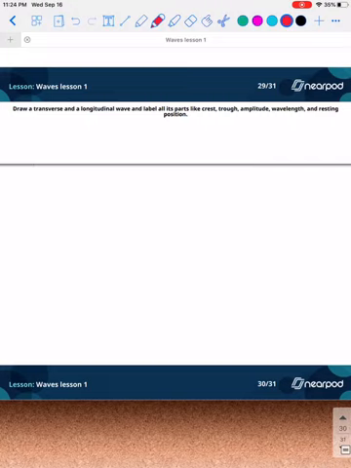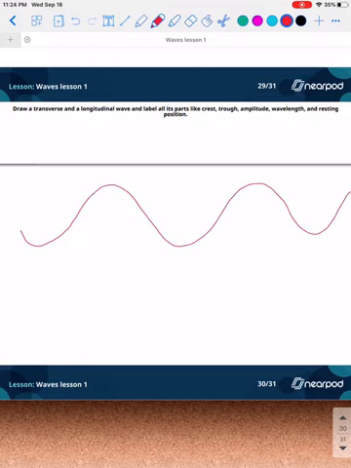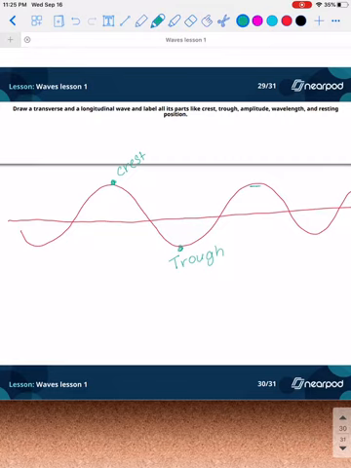And then down here it says to draw a transverse and a longitudinal wave, and label all the parts. So here is my transverse wave. And there's a spot that goes in the middle. In a transverse wave, we're going to draw this one first. So we have a crest up here. Way down here, we're going to have our trough. And then our amplitude would just be the height of our wave. So here's my amplitude. And my resting position is going to be this little spot right here. Right? Alright, perfect.